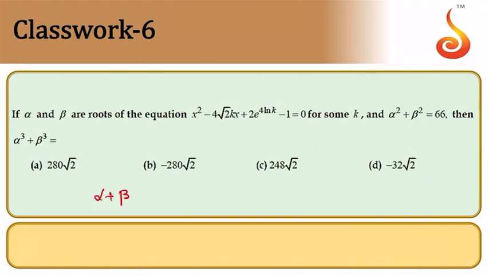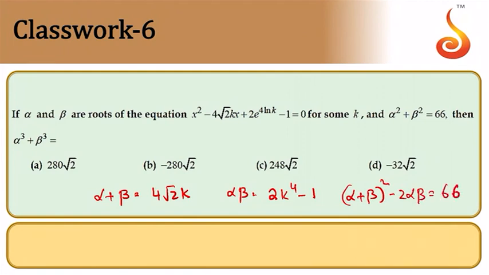Example 6. Alpha, beta are the roots of the equation. For some value, alpha square plus beta square is equal to 66, then alpha cube plus beta cube. So first of all, we will calculate alpha plus beta. Alpha plus beta is nothing but 4 root 2k. And alpha beta is equal to, this is nothing but 2, 4 will go inside, 2k to the power 4 minus 1. 2k to the power 4 minus 1 is alpha beta.